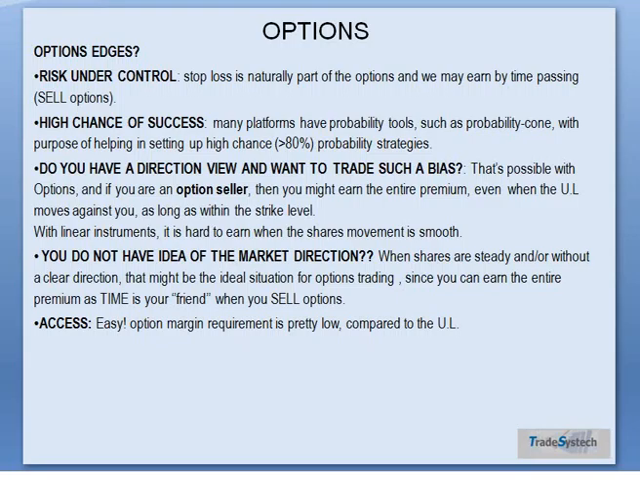When you trade linear instruments such as Forex or shares, you may have a direction that you want to trade, and you want to trade as a buyer. That's possible even with options as well. And if you are an option seller, you may earn the entire premium, even if the underlying moves against you, as long as it's moving within the strike level, you might get the entire premium as well.